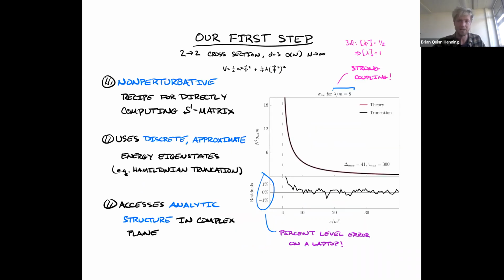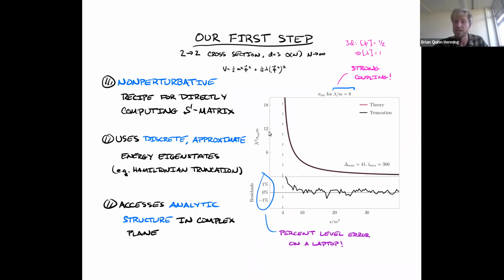And let me give you the punchline of the talk. Shown here is a cross-section for a strongly coupled field theory in 3 dimensions. It's fully non-perturbative in the calculation, and we're going to provide a recipe for computing amplitudes in general non-perturbatively. There are some extensions that will be needed for full generality, and we'll get to that at the end.